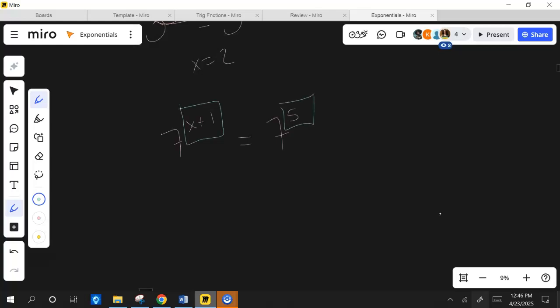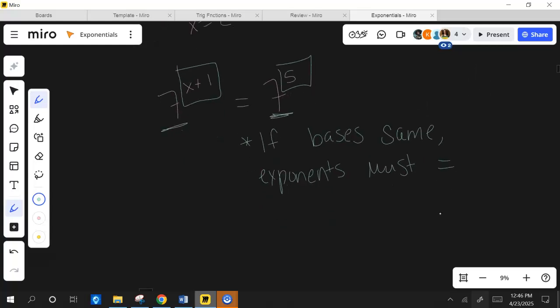If that's going to be the key, if the bases are the same, then the exponents must equal. So the bases are the same. It's just one exponential piece equals one other exponential piece. If these are the same, then it follows that x plus 1 has to equal 5, and I can then solve that for x. Yes?